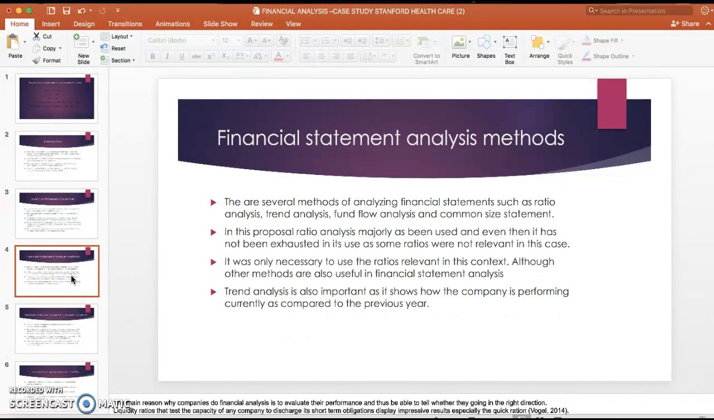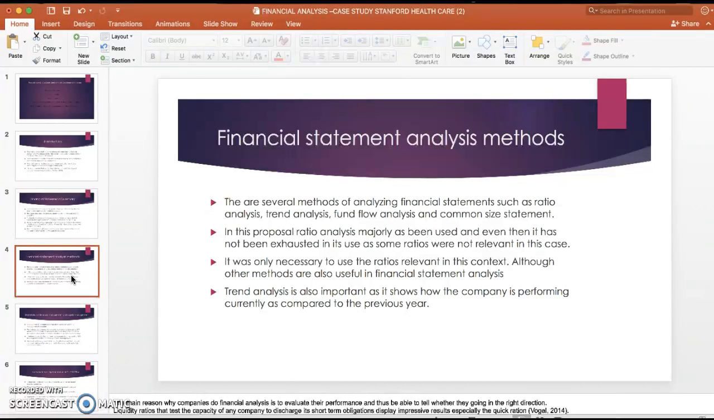Financial statement analysis methods. There are several methods of analyzing financial statements, such as ratio analysis, trend analysis, fund flow analysis, and common size statements. In this proposal, ratio analysis mostly has been used, and even then it has not been exhausted in its use as some ratios were more relevant in the case. It was only necessary to use the ratios relevant in this context, although other methods are also useful in financial statement analysis.